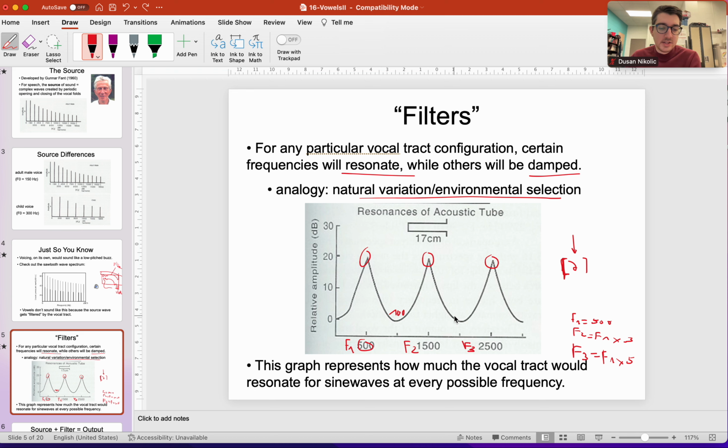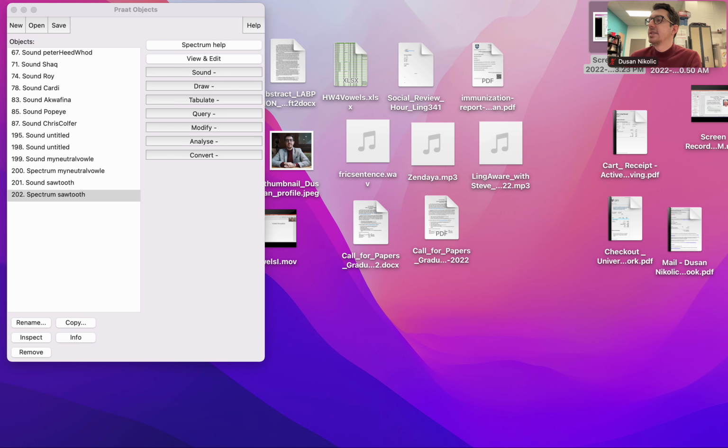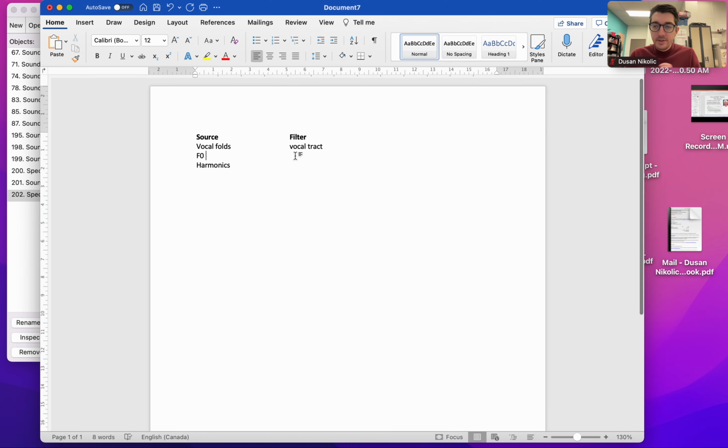So that's why it's important to understand that the filter depends on the vocal tract. While the source has F0 and harmonics, the filter has resonant frequencies, or formants.